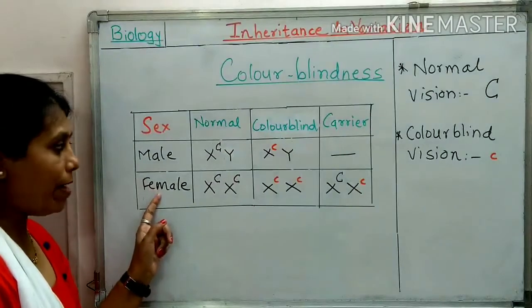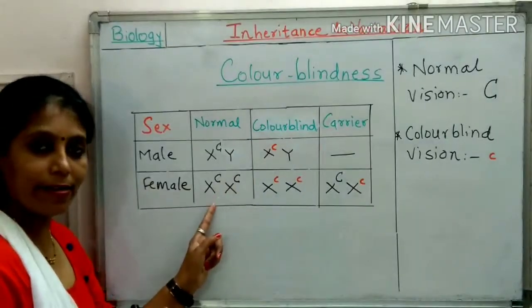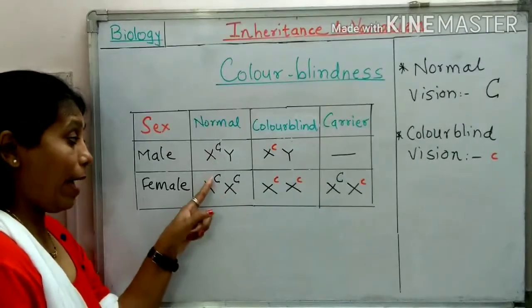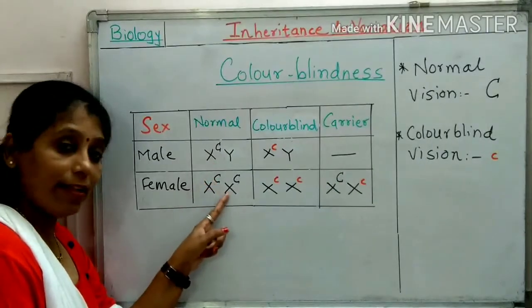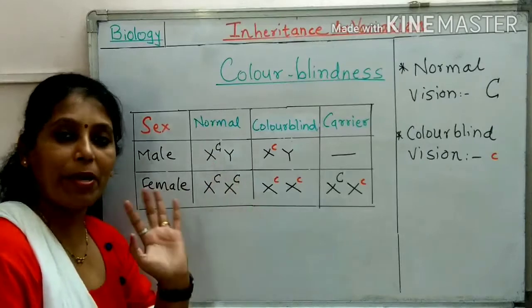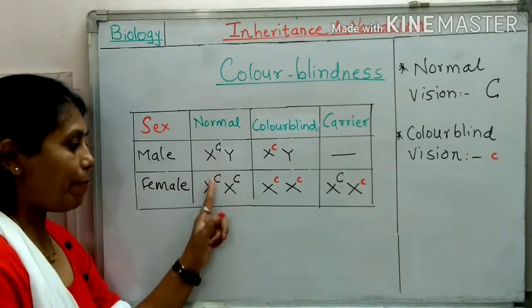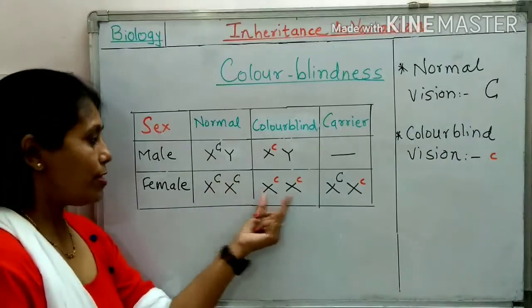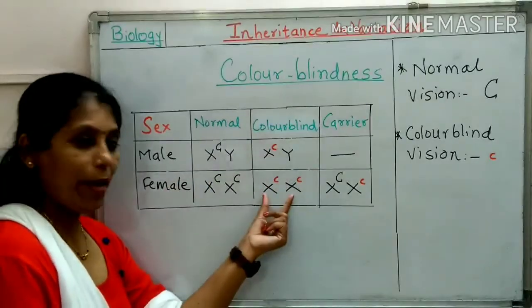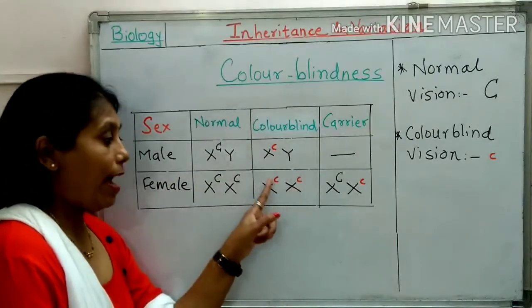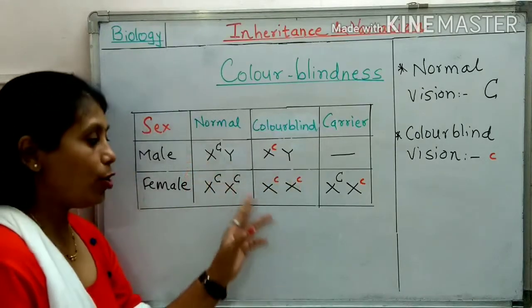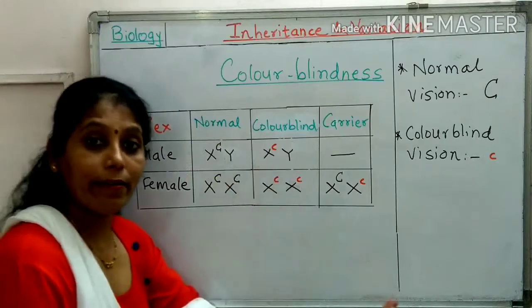Come to female. XX is already written. Normal. When it is normal, capital C here, and on the other X also capital C. X capital C, X capital C. That female will be normal. Come to the color blind female. Two X, and here small c, two times the recessive gene. So that female will be color blind.